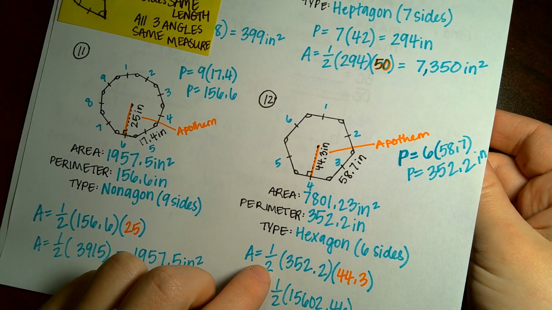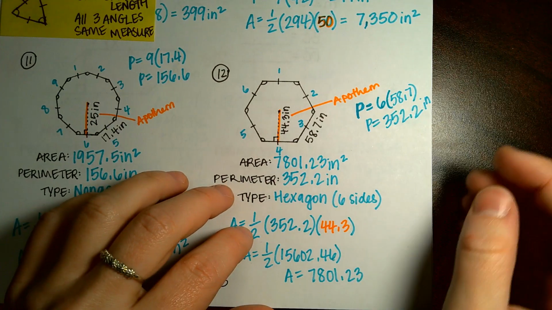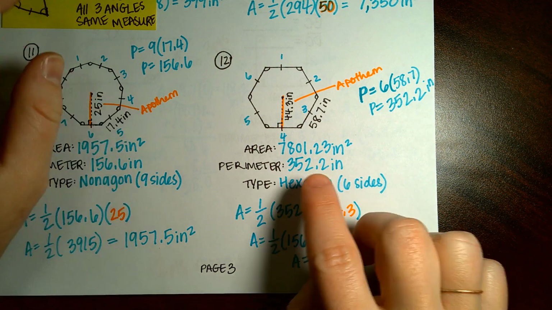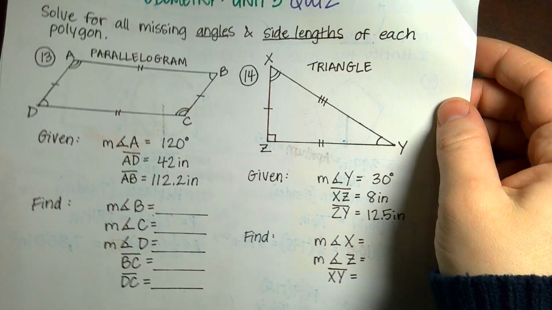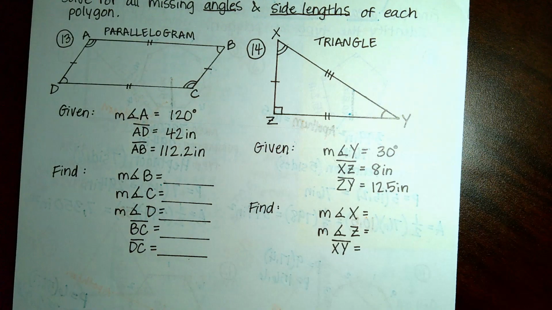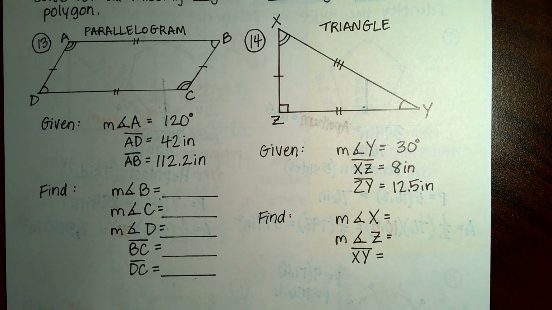And for the area, you got 7801.23. You got something different. What did you get? Nope, I got the same thing. Okay, perfect. Let's go to the last page. You guys are doing all that extra stuff, and you cut off the actual answer. My bad.